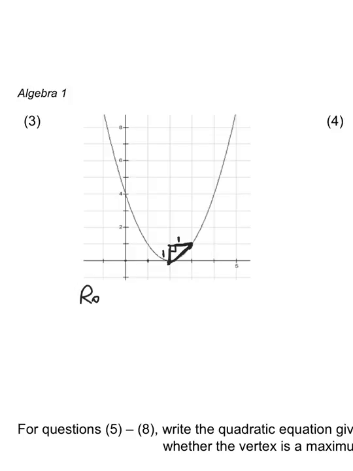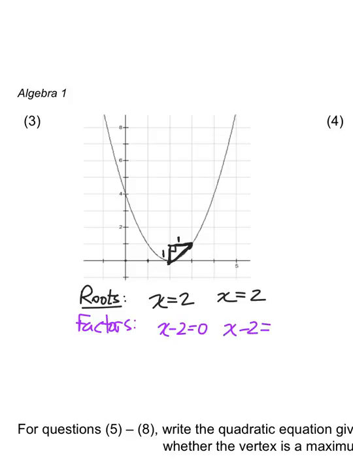All right, so my roots, well, there's supposed to be 2 of them. X equals 2. But if there's supposed to be 2 of them, and there's only one x-intercept, it must be a double root. So the corresponding factors, x minus 2 equals 0, a couple of times.